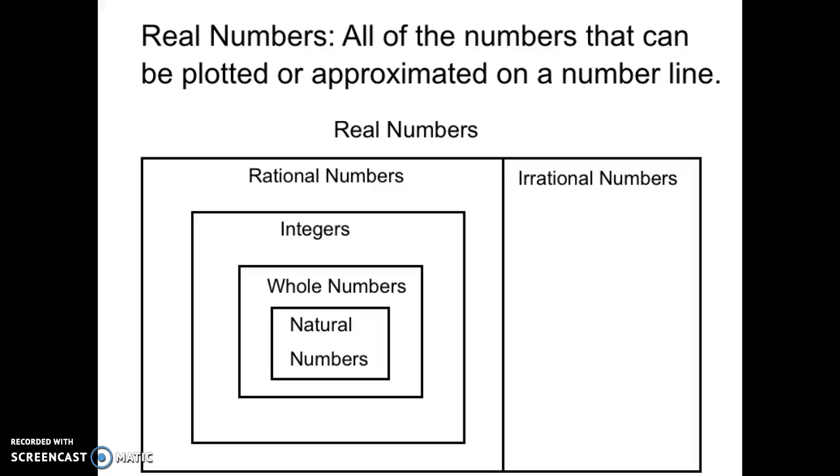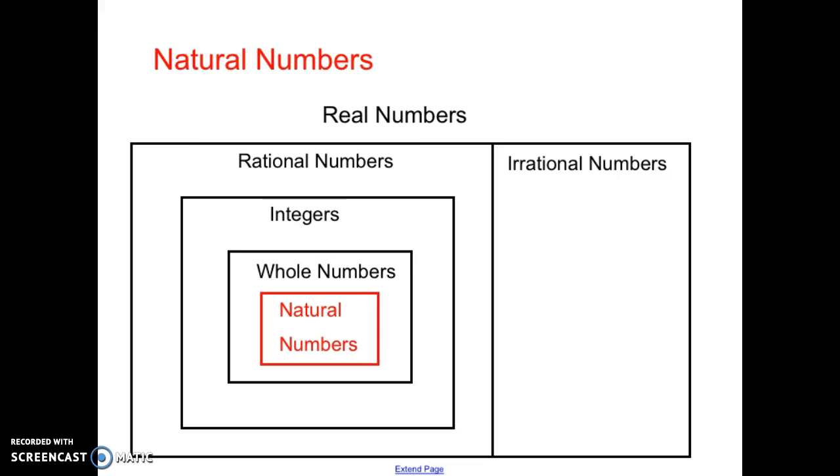Now, we're doing subsets of real numbers. One person describes real numbers as all the numbers that can be plotted or approximated on a number line. Real numbers can be broken up into two major subsets: the rational numbers and the irrational numbers. As you will note, the rational numbers have a number of subsets inside of it. We are going to start with the smallest subset. The smallest subset of real numbers are the natural numbers.